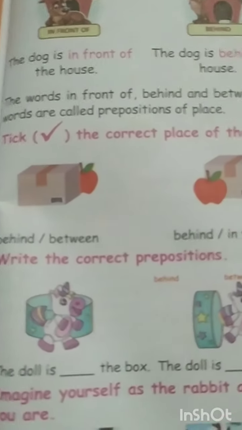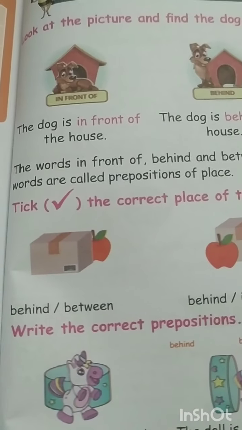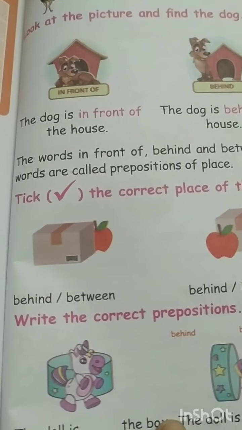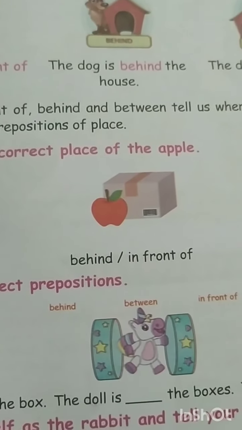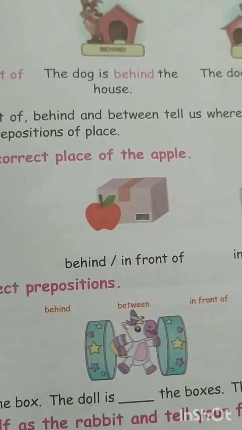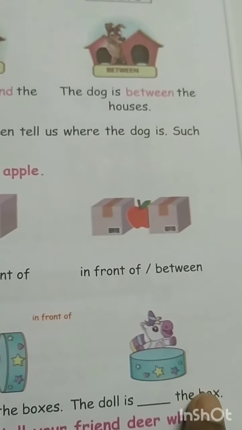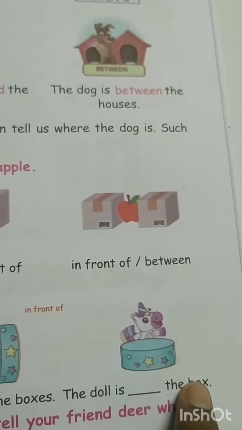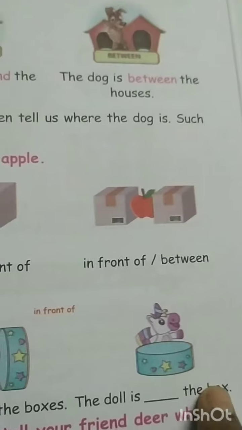Okay, let's move on to the next example. Very easy example. See the box here and tell me where the apple will be. The apple is behind the box. Very good. Then the second one, where is the apple? The apple is in front of the box. Then the next one, how many boxes are there? There are two boxes. So you have to write in front of the boxes? No, it is wrong. It is between the boxes. The apple is in between the boxes.